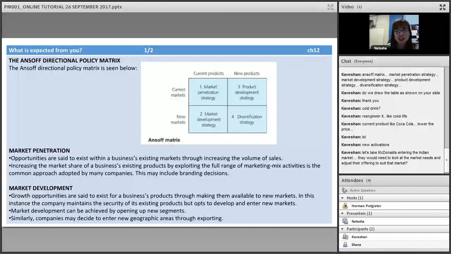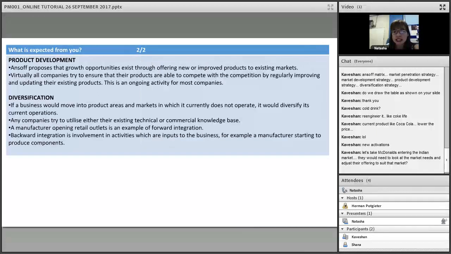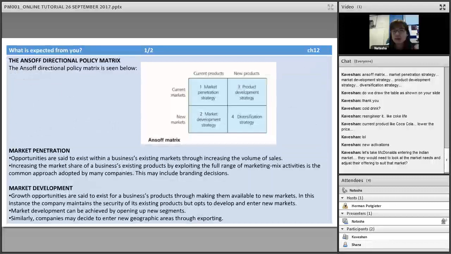Yes, indeed. Kavesh, you've got it. Let's take McDonald's, is what is suggested, entering the Indian market. Fully agree. They would need to look at the market needs and adjust their offering to suit that market. Fantastic. How about McDonald's looking at the vegan market?